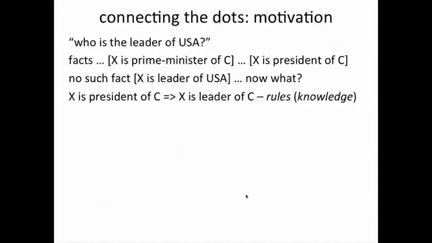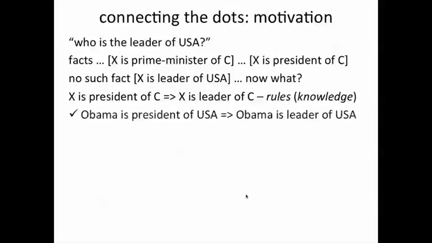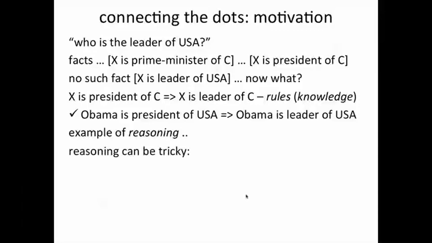The system might know such facts or rules which constitute its knowledge. As a result, combining a fact such as Obama is the president of USA, the system might be able to conclude that Obama is the leader of the USA. This is an example of reasoning, taking facts and knowledge, which is rules, and combining facts and knowledge to come up with new facts. But reasoning can be tricky.